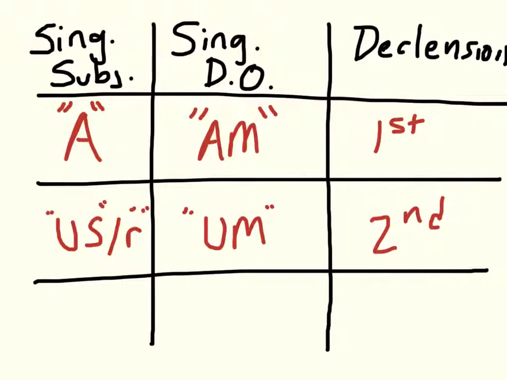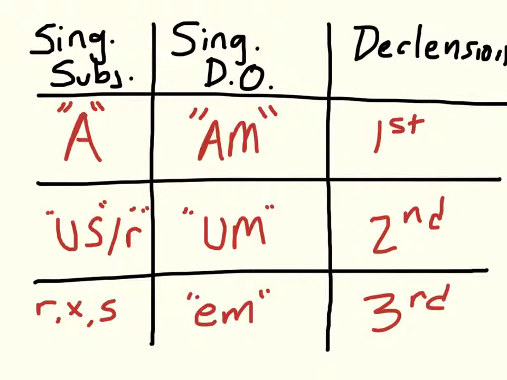And then finally, we see nouns that end in a whole bunch of different things when they're singular nominatives, when they're subjects. Sometimes they end in R, sometimes they end in X, sometimes they end in, what else do we see? S, as well as a few other things. And then when they are direct objects, they end in EM when they're singular. And these are known as the third declension. And we have arbor, we have nox, we have conus. So those are three third declension nouns.